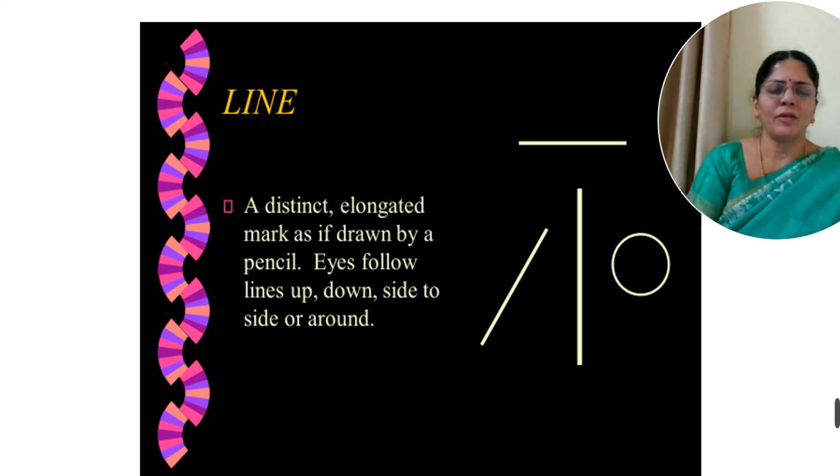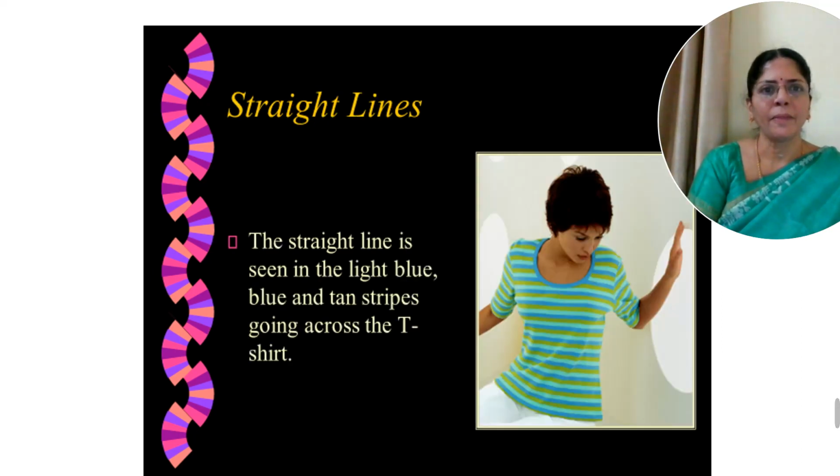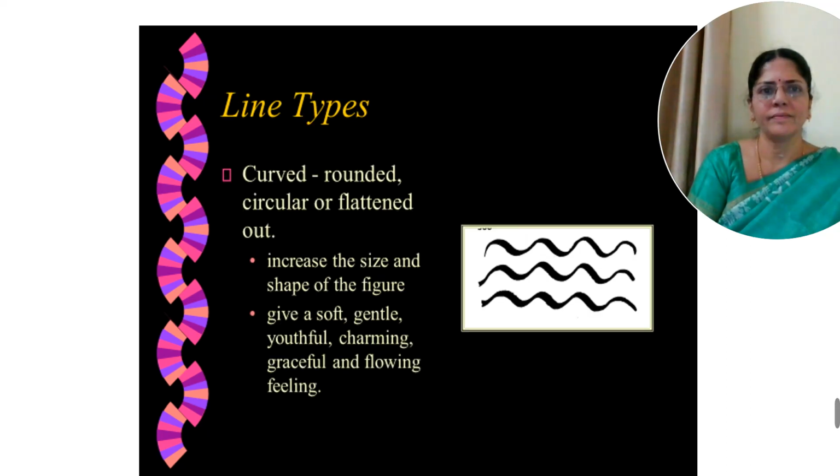Next element of design is line. What is a line? A distinct elongated mark as if drawn by a pencil is called a line. Eyes follow lines up, down, side to side or around. The line types are straight lines. They are bold and severe, suggest dignity, power and formality. The straight line is seen in the blue and tan stripes going across the t-shirt in this picture.